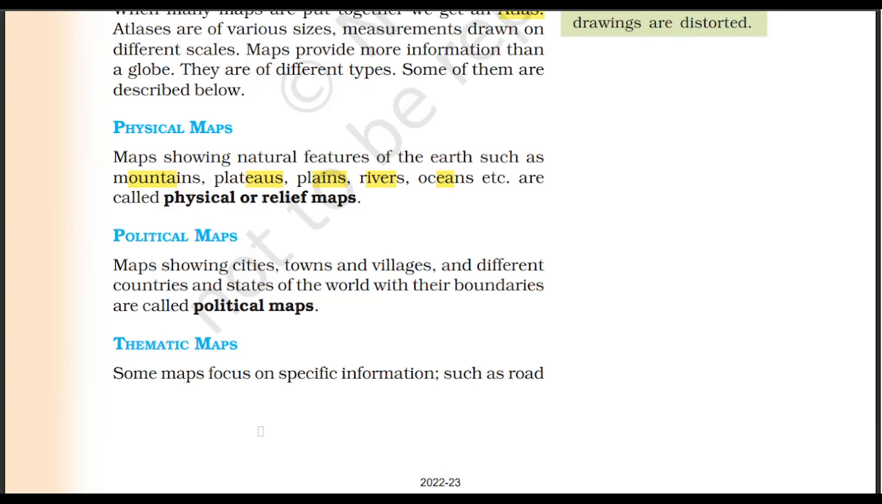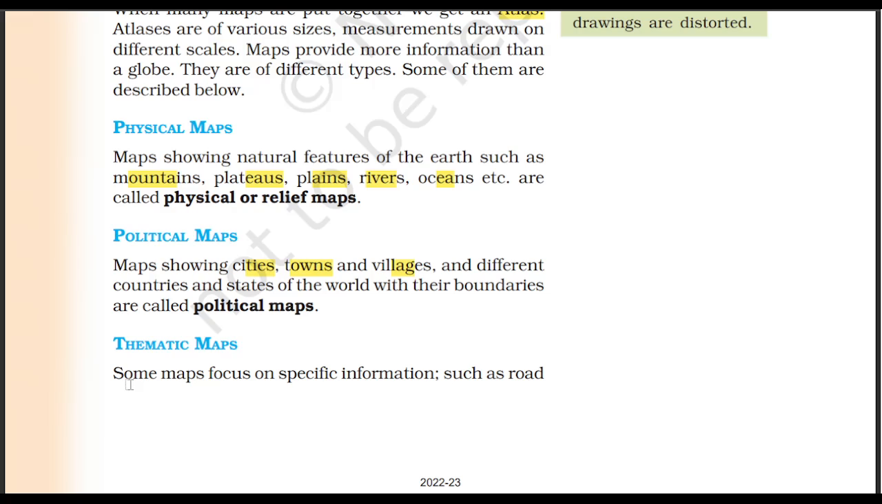Political map. Maps showing cities, towns, villages are called political maps because these are all political boundaries. Means nature did not separate the cities, towns, villages, or different countries or states. Man created boundaries to separate all these, called a political map.